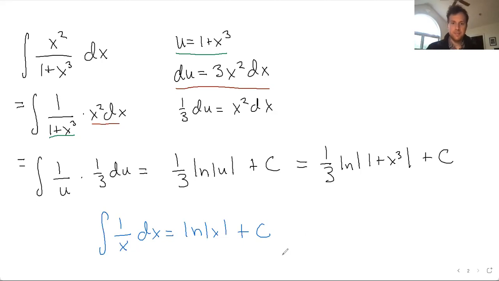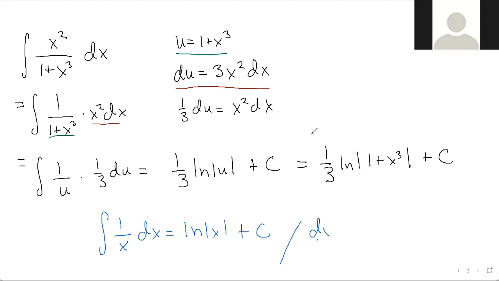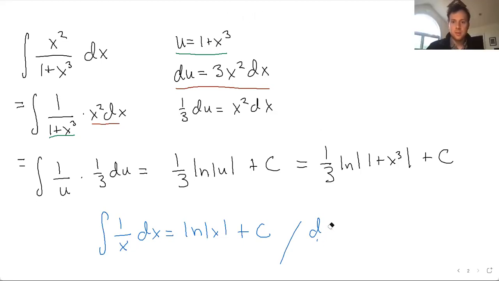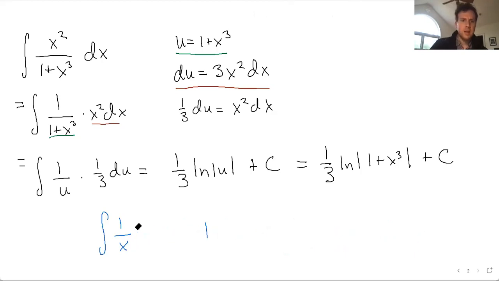It's kind of the dual version of the derivative of the natural log being 1 over x, and we reverse that. Okay. Any other questions?